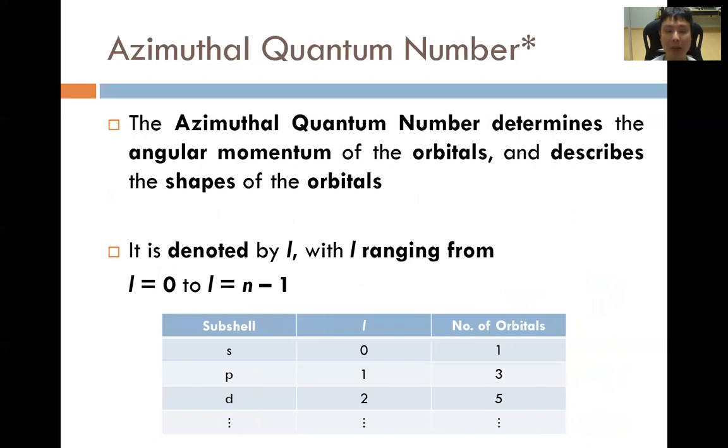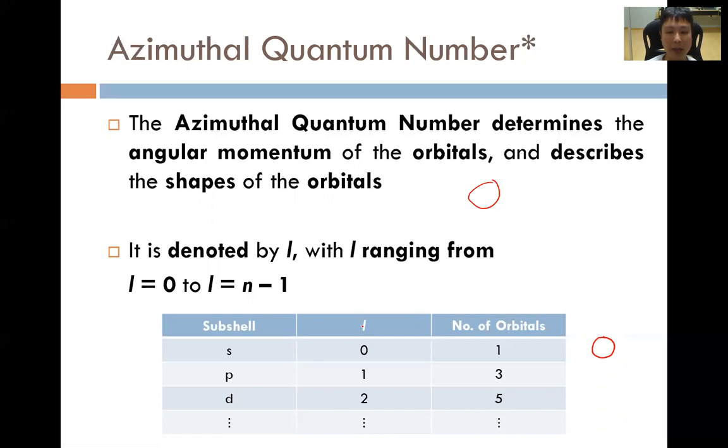The azimuthal quantum number. Previously we also mentioned that the electrons revolve in a circular orbit, but this is not true. In fact, not all orbitals are spherical in shape. The azimuthal quantum number, which is given by the symbol L, describes the shapes of the orbitals. When L equals 0, we have the s subshell, and the shape of the s subshell, as we will see later, is indeed a sphere. There is no angular momentum because the spherical shape has no direction to the orbital.